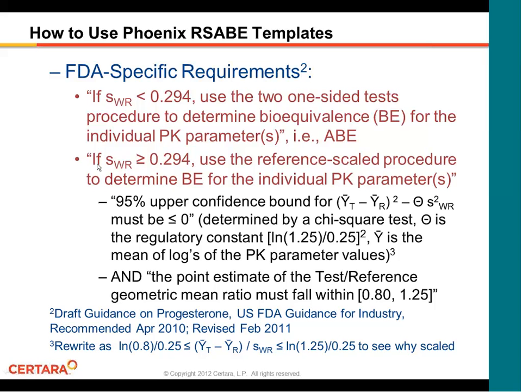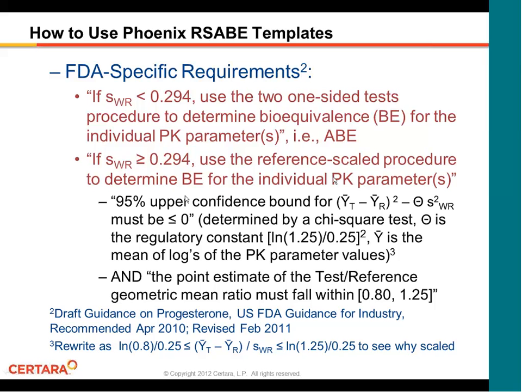However, if this within-subject standard deviation of the reference product is greater than or equal to 0.294, then you can use the reference-scaled procedure to determine bioequivalence for individual PK parameters. So that's one of the differences too, is the FDA allows you to use this methodology also for AUC.